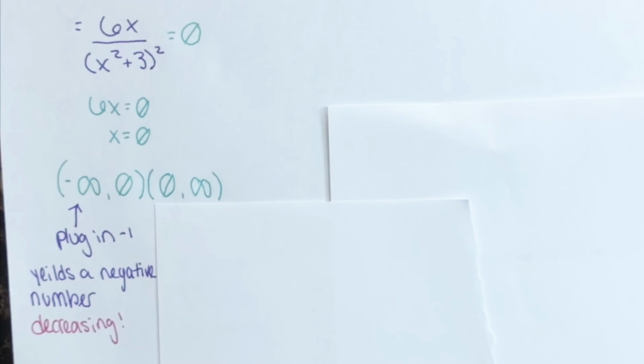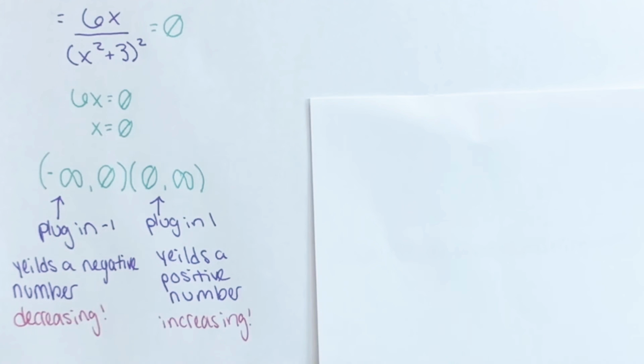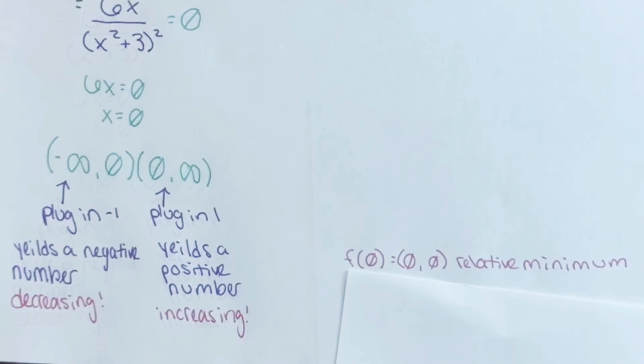Then I'm going to plug in a negative 1 into my derivative and find out that that half of the function is negative, which means it is decreasing. Then plug in a 1 into the derivative, and that half of the function is positive and it is increasing. We know that if the derivative changes from a negative to a positive, then that interval yields a relative minimum. So at the interval 0, we have a relative minimum.